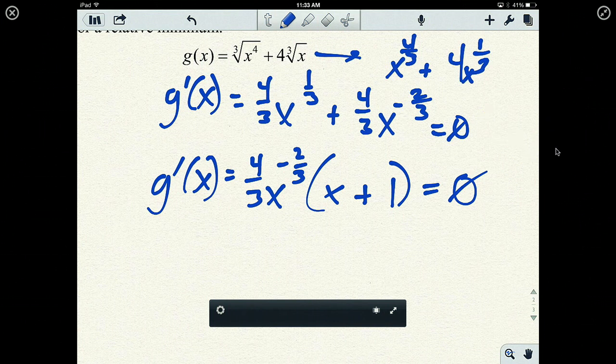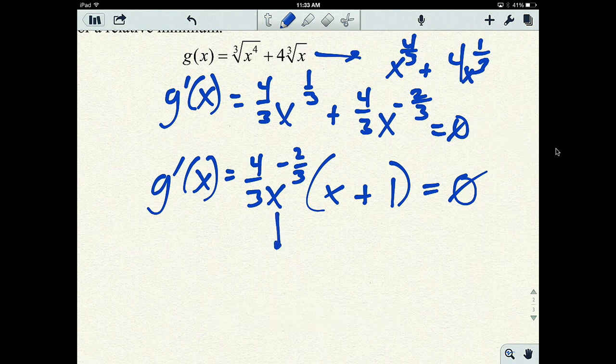Now, we have two things that multiply to give me 0. Again, I'm going to take the first one and set it equal to 0. For this to equal 0, x has to equal 0. And the second piece, x has to be negative 1. Okay, my two critical numbers, or the coordinates where I have a max or min, are 0 and negative 1.